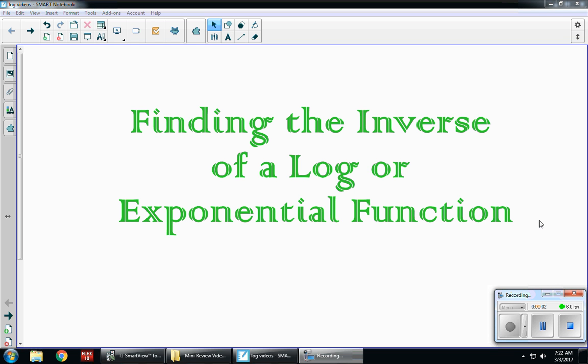This video is going to show you how to find the inverse of a log or an exponential function. Logs and exponential functions are inverses of each other. So if you start with an exponential and you're finding the inverse, you should end with a log. If you start with a log function and you're finding its inverse, you should end with an exponential.